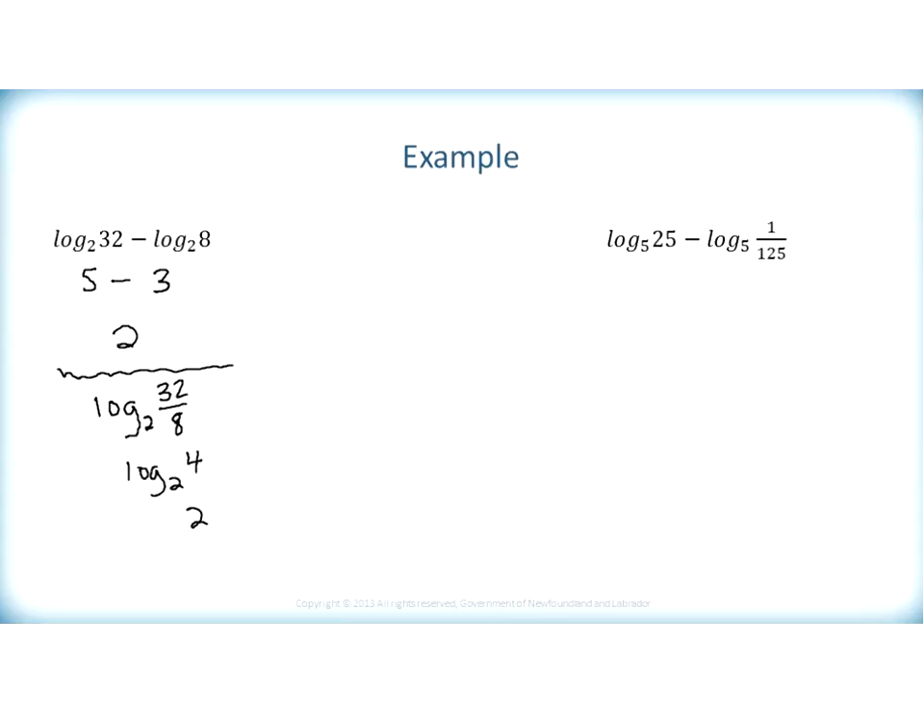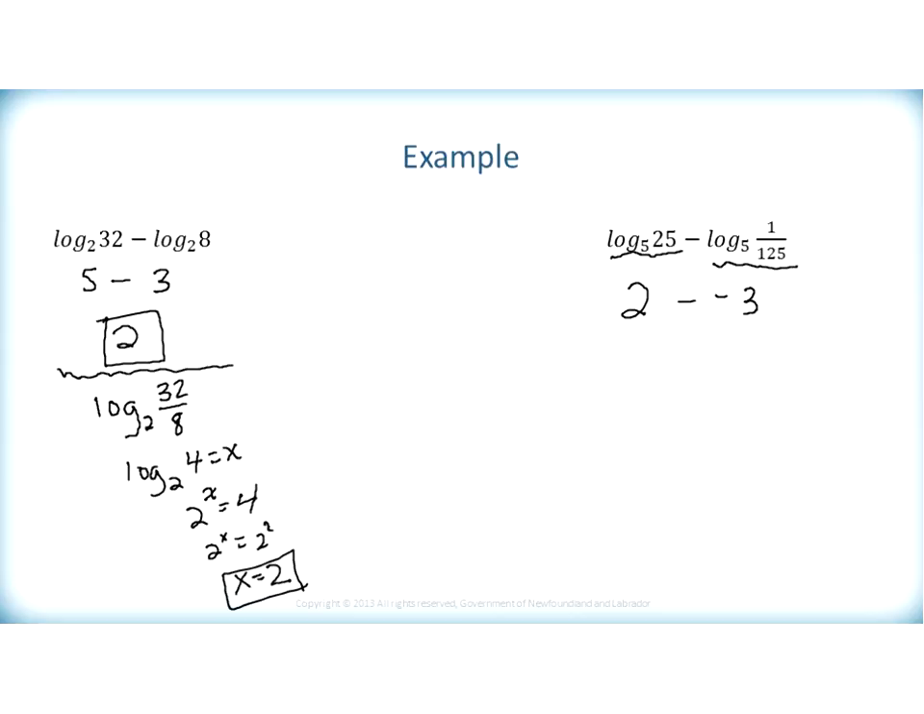And of course 2 to the power of x, if we set it equal to x, would equal 4. 2 to the power of x would equal 2 to the power of 2. So x would equal 2, which is what we have right here. Same for this one. We have, since 5 to the power of 2 is 25, and since 5 to the power of negative 3 is 1 over 125, we have it equal to 5.